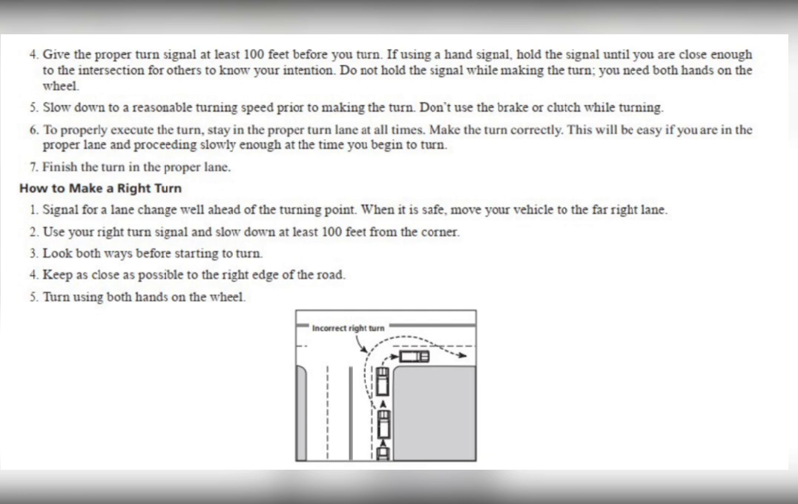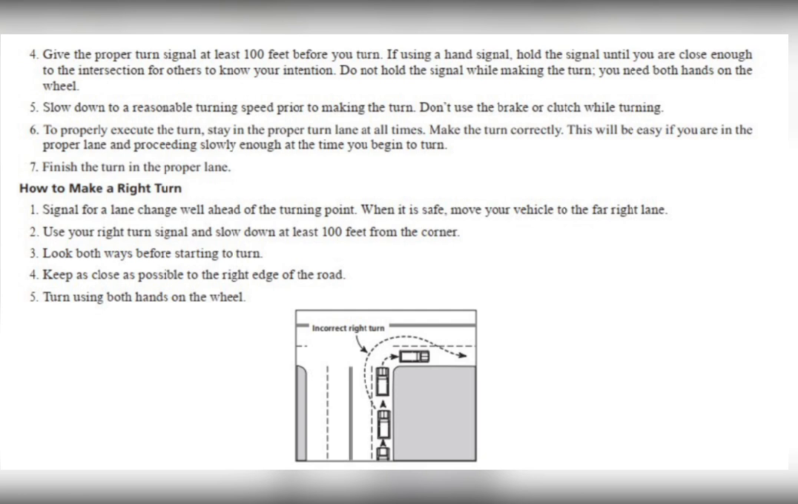5. Slow down to a reasonable turning speed prior to making the turn. Don't use the brake or clutch while turning. 6. To properly execute the turn, stay in the proper turn lane at all times. Make the turn correctly. This will be easy if you are in the proper lane and proceeding slowly enough at the time you begin to turn. 7. Finish the turn in the proper lane.